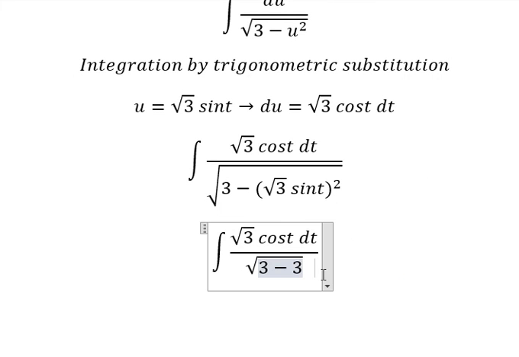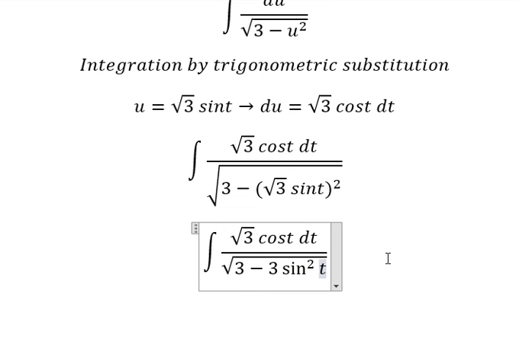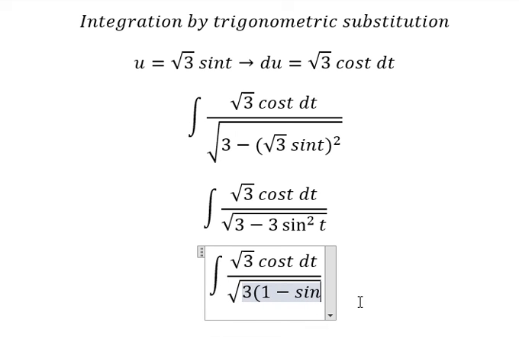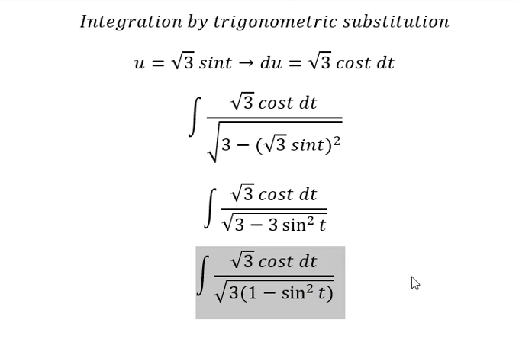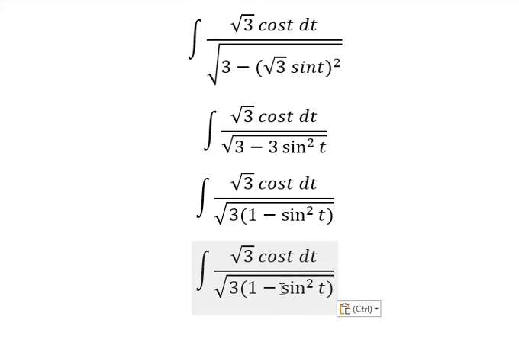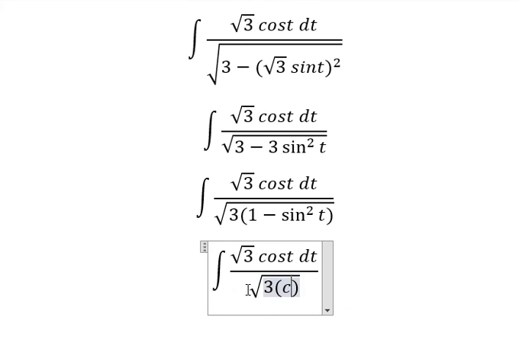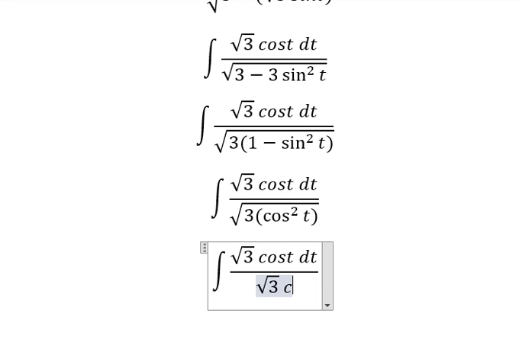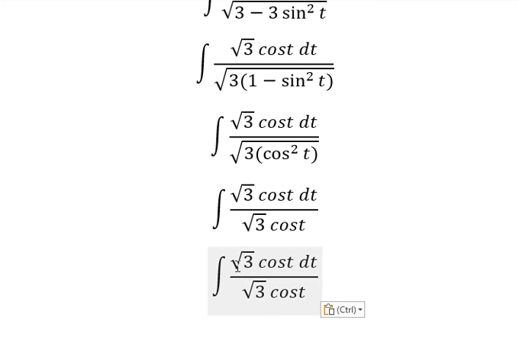So we have 3 sine t squared. Number 3, we can do factorization. 1 minus sine t squared, we change to cosine t squared. The square root of cosine t squared, we have cosine t. And later, we simplify the numerator and denominator.